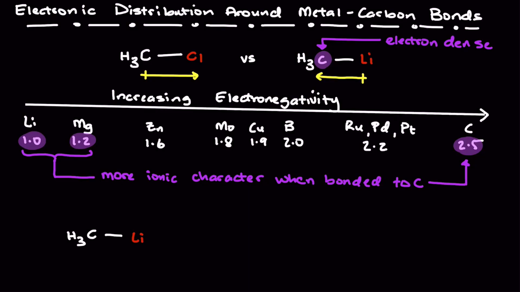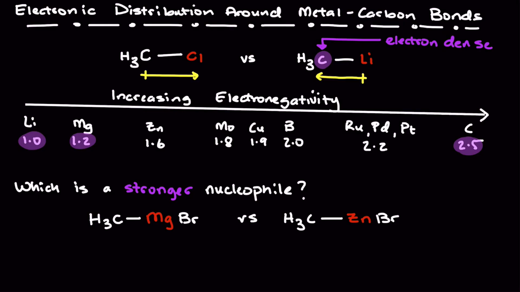So when we see an organolithium compound like the one we're seeing below, we can really think of this molecule as an ionic complex where your carbon has a formal negative charge with a lone pair, and your lithium is more like a lithium ion, which once again supports the idea that the carbon is electron dense and can behave like an electron dense atom.